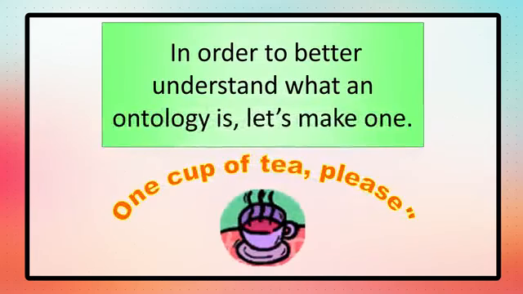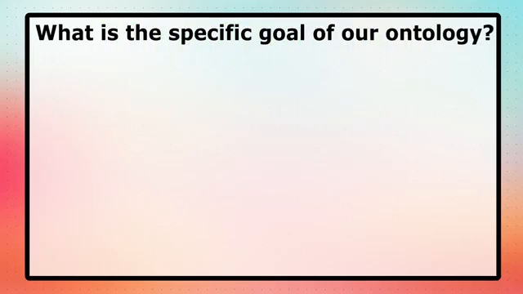In order to better understand what an ontology is, let's make one cup of tea. Now, what is the specific goal of our ontology? Relationship between different entities. Relation is the craft's work. It is the heart and soul of the concept of ontology. Now, when an ontology is limited or confined within a particular domain, then that is known as a domain ontology. Suppose a cup of tea.